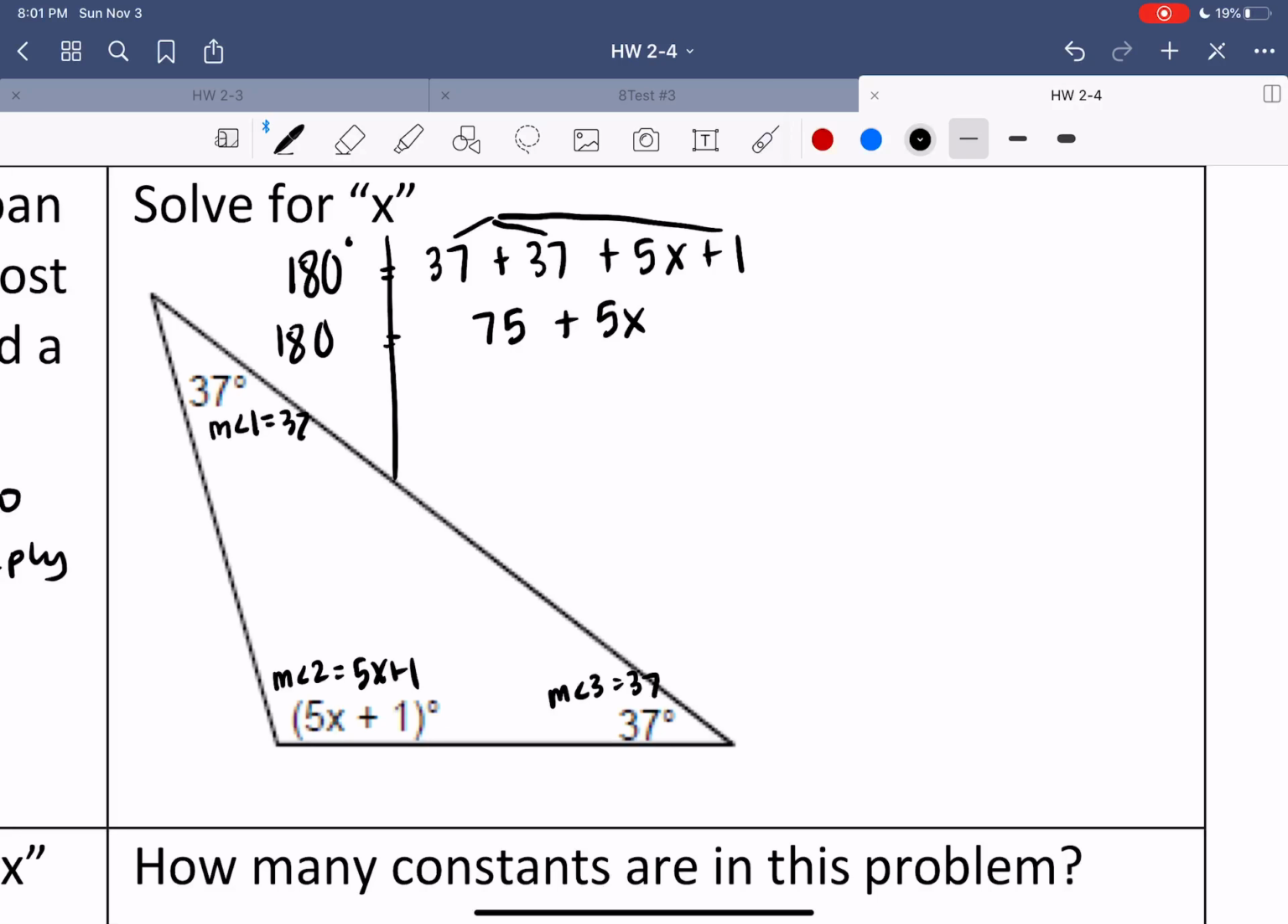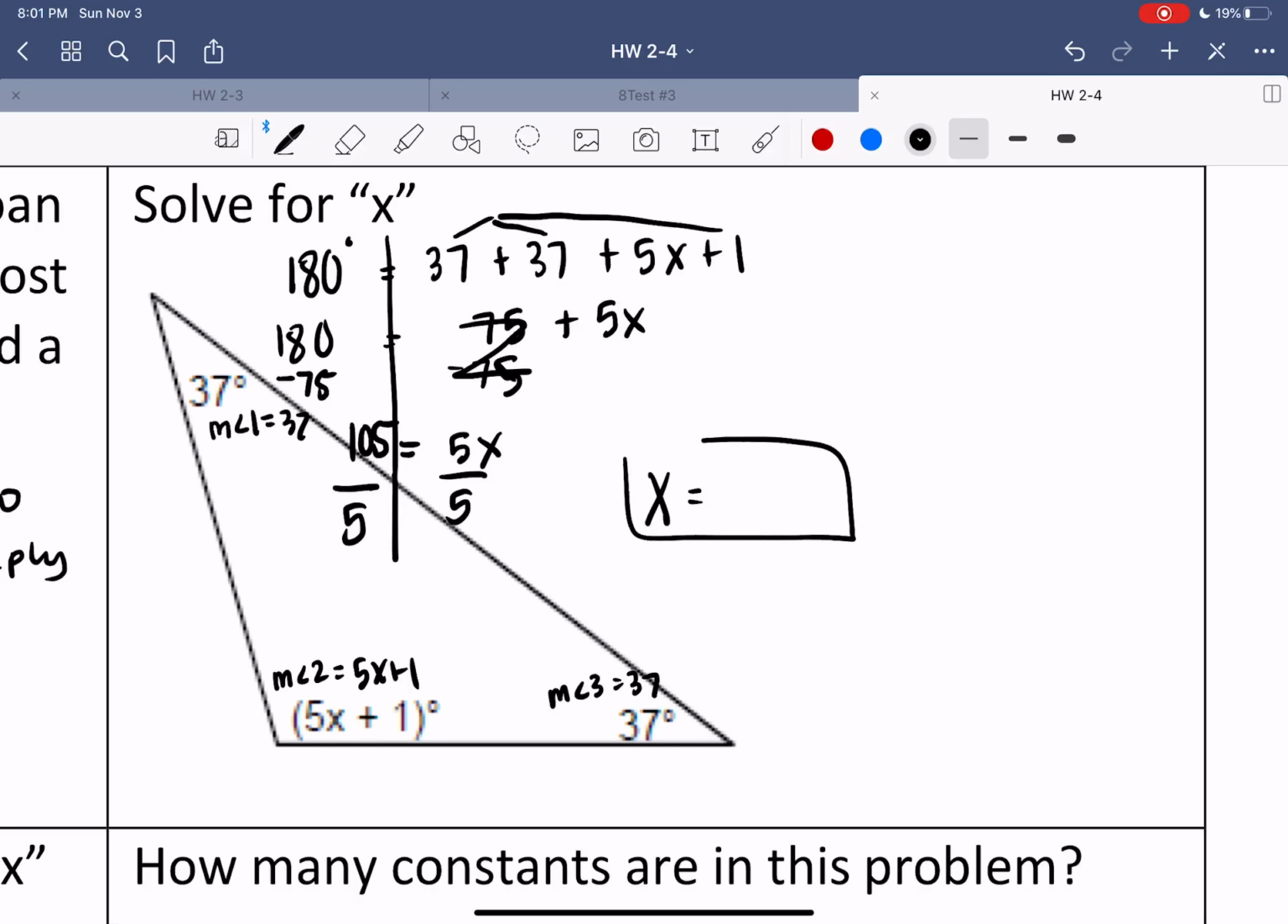And then from there, we have to get our constants together so we can subtract from both sides. This will become 0 and we'll be left with 5x equals 105. And then our last step will be to divide both sides, and we'll be left with how many degrees.